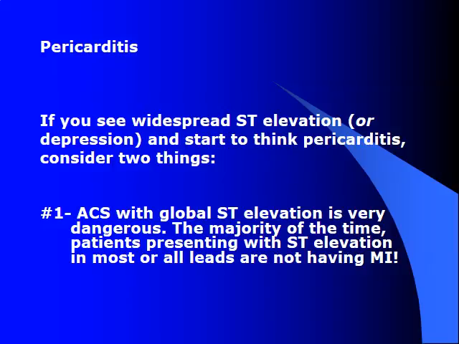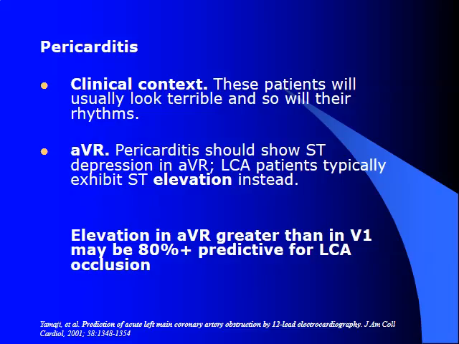The majority of the time, patients presenting with ST elevation in most or all leads are not having an MI. So we need to put everything in a clinical context. These patients will usually look terrible, and so will their rhythms. Pericarditis should show ST depression in aVR, whereas left main coronary artery occlusions are going to show ST elevation. Elevation in aVR greater than in V1 is about 80% predictive for a left main occlusion. So think about that and put it into context with the patient presentation.